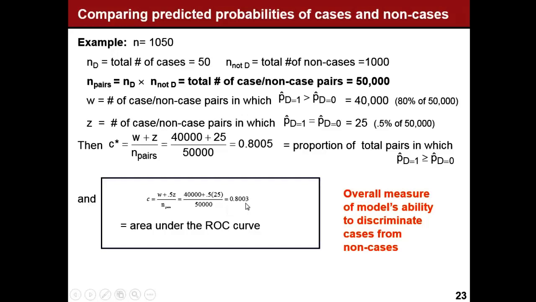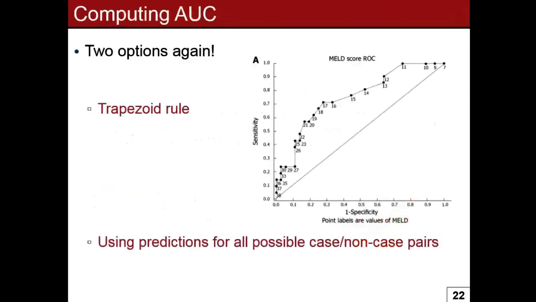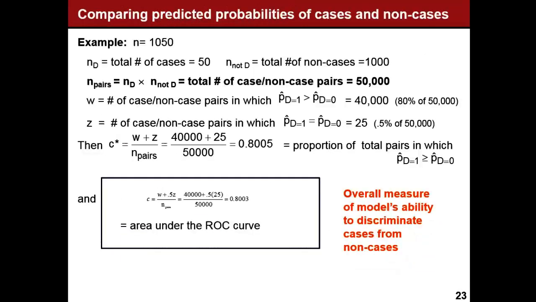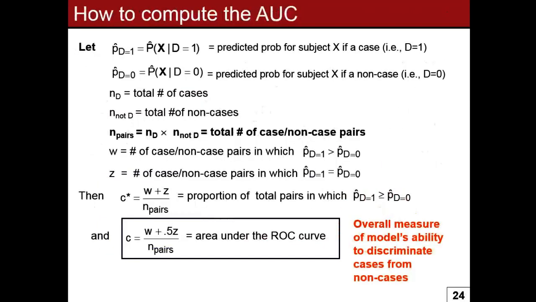So this heuristically makes sense as to what it's evaluating, the discriminatory ability of the model. It actually always comes out exactly to the area under the curve. This is a little bit of magic here, where it perfectly is what the area under the ROC curve is. This formula is called C. It solves for something called C, which is what the C statistic is.